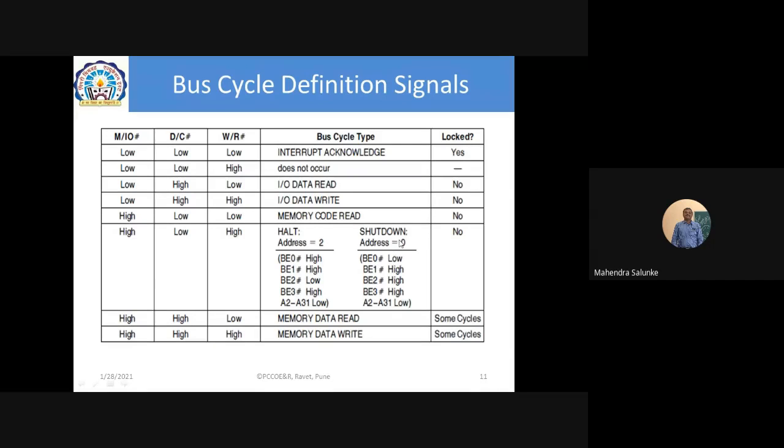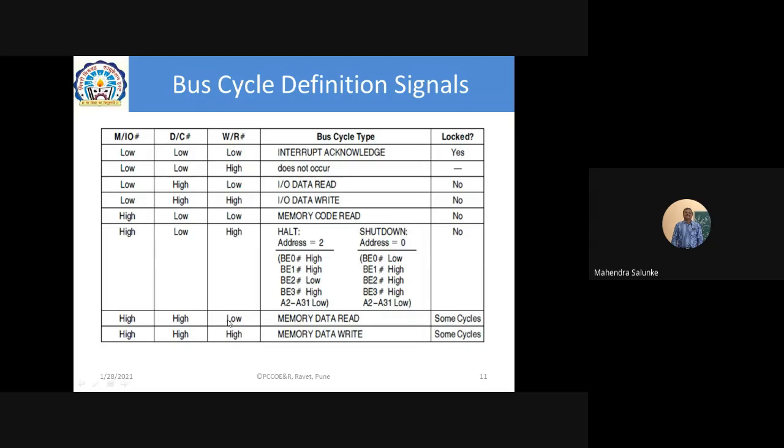And if the processor wants to perform a shutdown cycle, in that case the address sent will be 0. So the lower 2 bits are 0, 0, and in that case BE0 bar will be low. On the external side, the external hardware will understand that this is a shutdown cycle when the address is 0. Address 0 means all bits of the address lines are 0, so the lower 2 bits are 0, 0, which will make BE0 bar low and the other byte enable signals high.